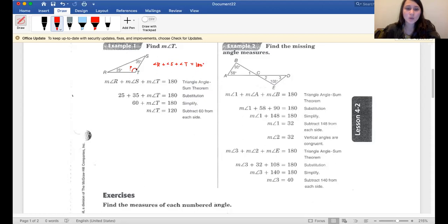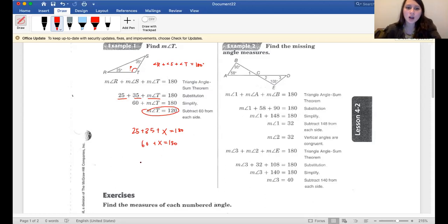Now, because we're missing one angle, like the work shown here, we would just replace angle T with maybe a variable, or here they just wrote it as measurement of T. Then you could write it as 25 plus 35 plus X, or plus T, equals 180. This is an algebraic equation you can work out. So you would combine these, 60 plus X equals 180, and then angle T is 120 degrees.